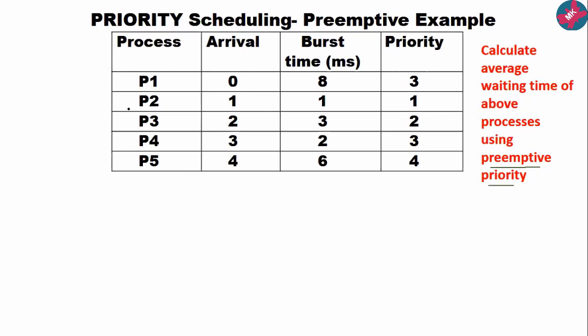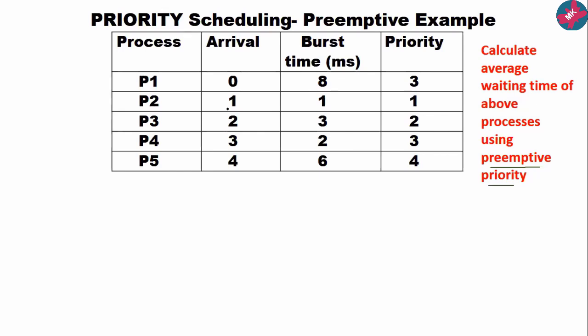In this case, what is the logic used? On the basis of first come first serve. Means first P1 will be executed. Why? Because its arrival time is 0. And next P4 will be executed because its arrival time is 3. And after that P5 will be executed because the priority is 4.